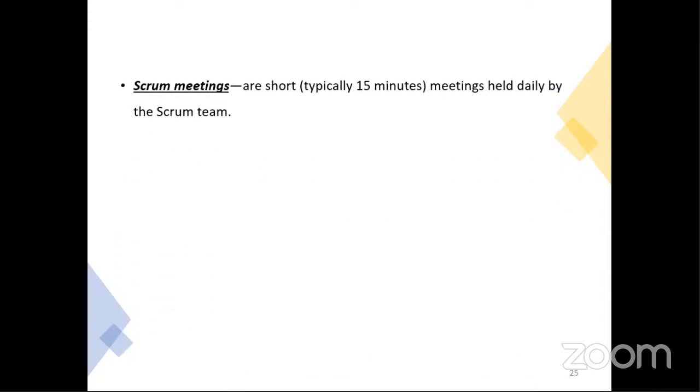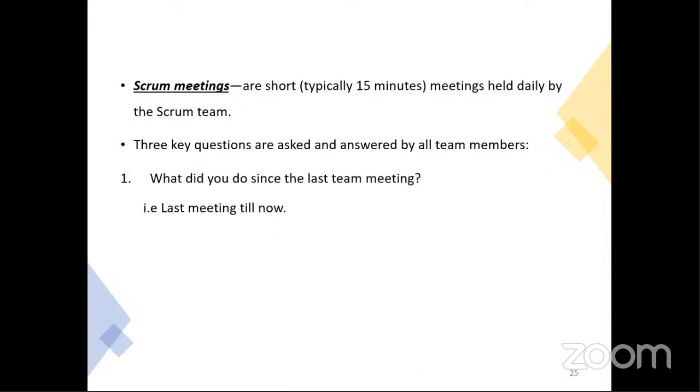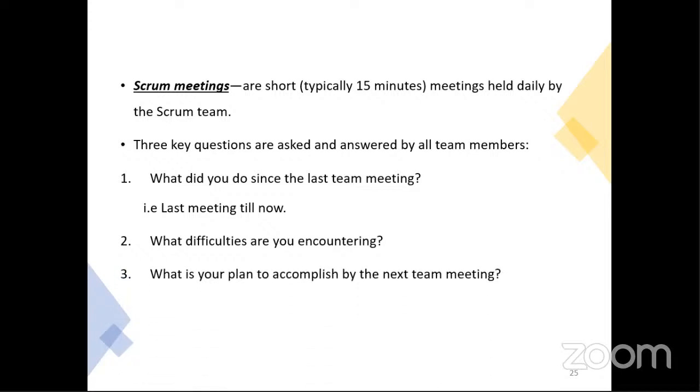Scrum meetings. Scrum meetings are basically short meetings that are held daily by the Scrum team. In these meetings, there are 3 key questions asked and answered by all the team members. First, what did you do since your last meeting? That is, from the last meeting till now, what is the work done by you in the project? Second, what are the difficulties that you are encountering for the project? And third, what is your plan to accomplish by the next meeting?